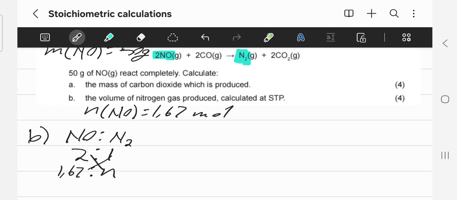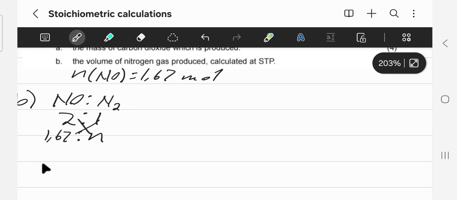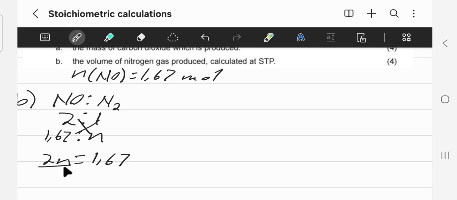Then we will cross multiply here. 2 multiplied by n gives us 2n, and then 1 multiplied by 1,67 is still 1,67. Then we divide by 2 on both sides. So our n is going to be 1,67 divided by 2, and the answer I'm getting is 0,835.